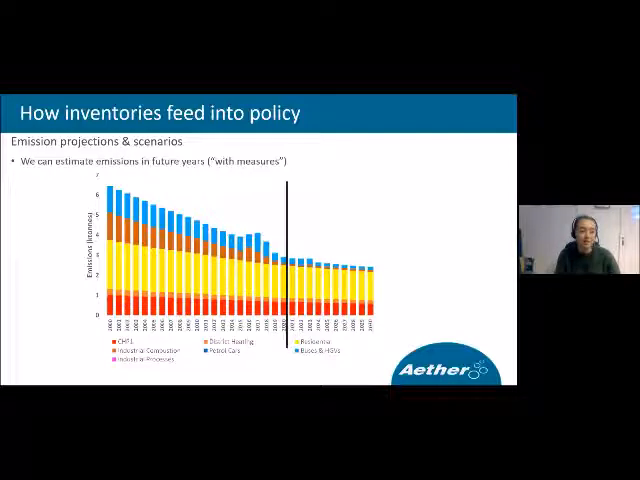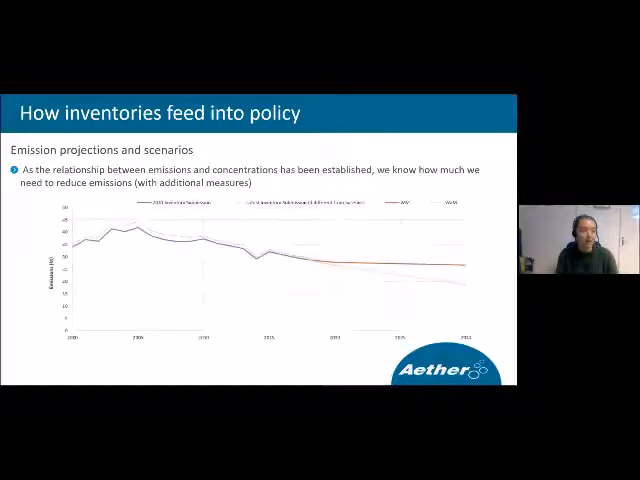And in projections, you have the concept of with measures. This essentially is, if we were to go on as we are, with the current measures we have in place, this is what our projections are likely to be. Generally, we would expect emissions hopefully to reduce as cars get cleaner and appliances at homes get better. However, there is more we want to do. So in this example, with measures, or with existing measures, is the dark orange line.